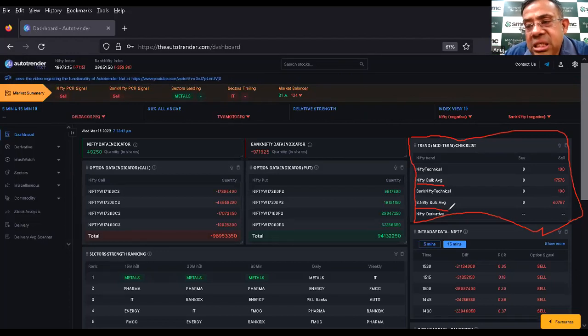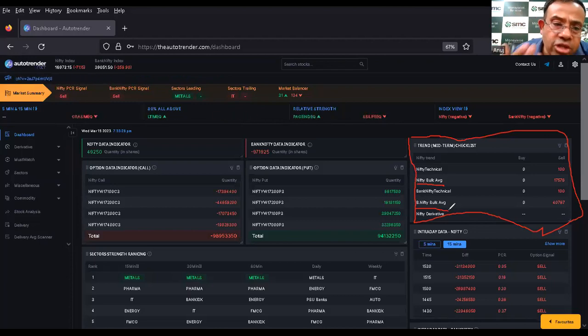For Nifty, it is 17,756, and for Bank Nifty, it is 40,767. So these are certain initial indicators from which you can just have a sense that the market is positive or the market is negative. Nothing more than that you can arrive at.